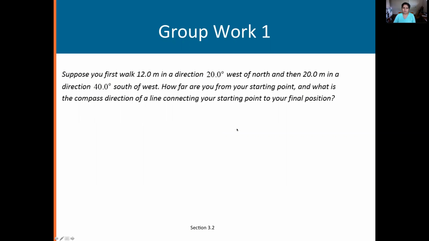If we consider this group work problem, we're going to learn how to get the components of these vectors and how to add these vectors algebraically, okay, in this part. So we're going to do two things now. Let's read the question again.